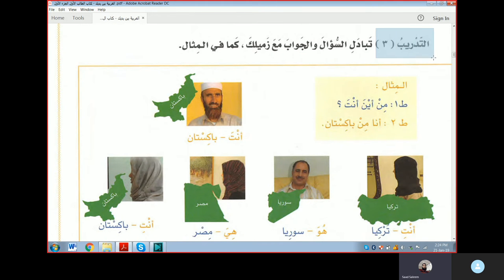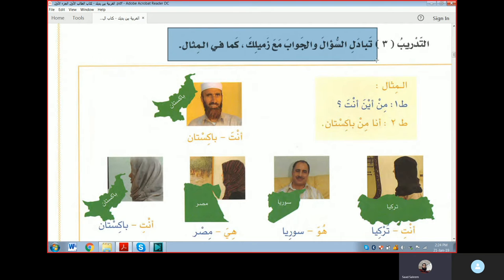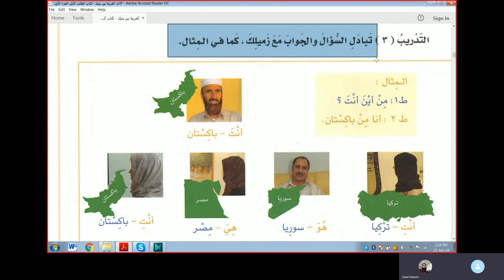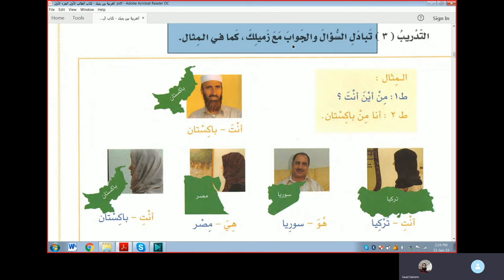Then we have the third exercise. Then read this. تبادل السؤال والجواب مع زميلك كما في المثال. Exchange the questions and answers with your colleague, like in the exercise.